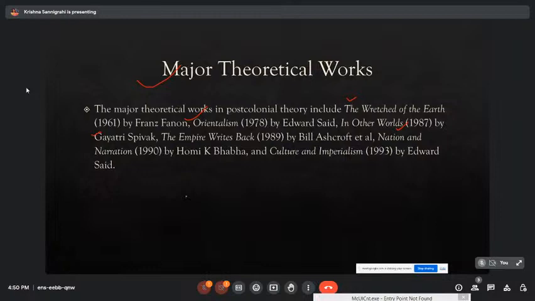And again, when we are saying subalterns among subalterns, for example, the women who have been again subjugated and who have been under the oppression of men who are already subalterns. So, when we are saying subaltern studies, the names of Gayatri Chakravorty Spivak, Dipesh Chakrabarty, Ranajit Guha come up, which you need to refer to. Then The Empire Writes Back by Bill Ashcroft, Nation and Narration by Homi K. Bhabha, Culture and Imperialism by Edward Said.